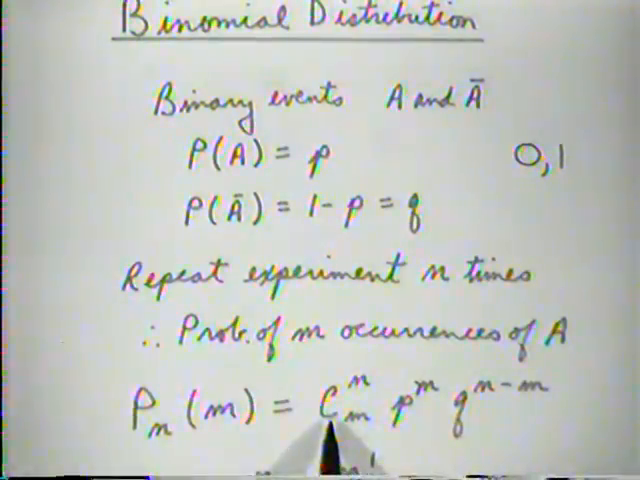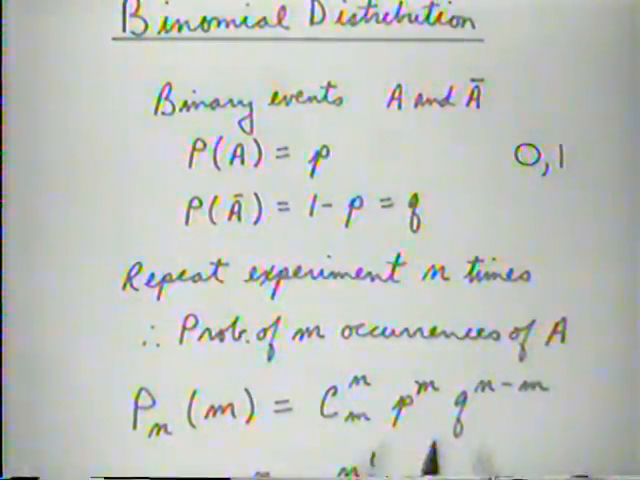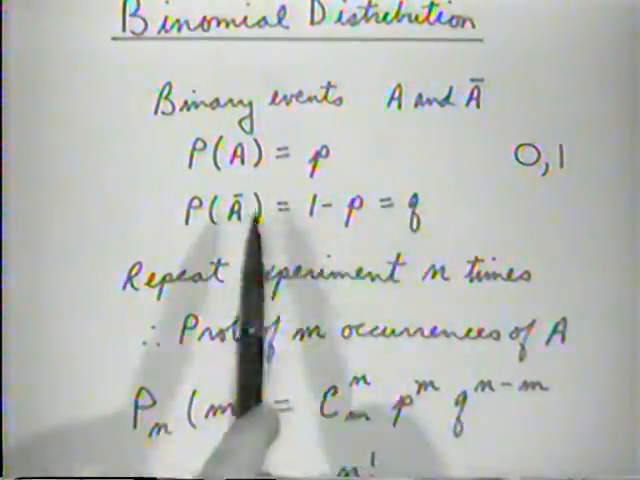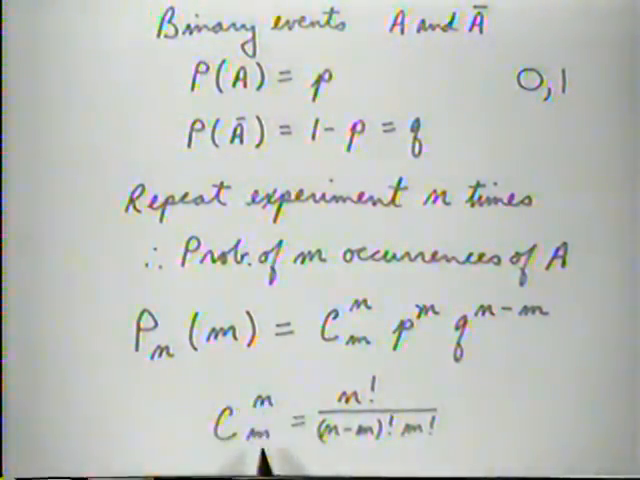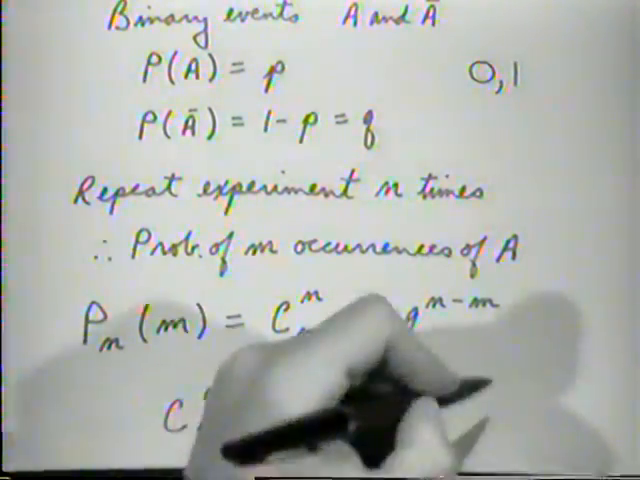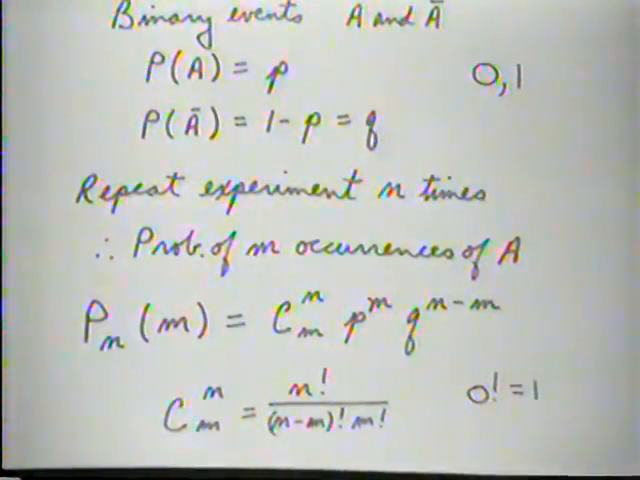The terms here are the number of combinations, C super n sub m, the number of combinations of n things taken m at a time, times p to the m. P is the probability of the event A. Q to the n minus m, where Q is the probability of the event A complement. And the so-called binomial coefficient, C super n sub m, just called for short CNM, is given by n factorial divided by n minus m factorial times m factorial. Recall, in evaluating these binomial coefficients, that 0 factorial is equal to 1, because 0 factorial is one of these things that will arise frequently.